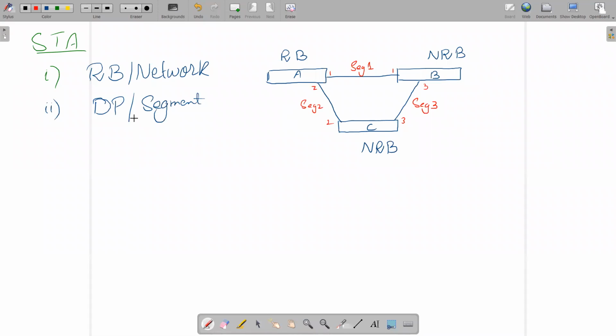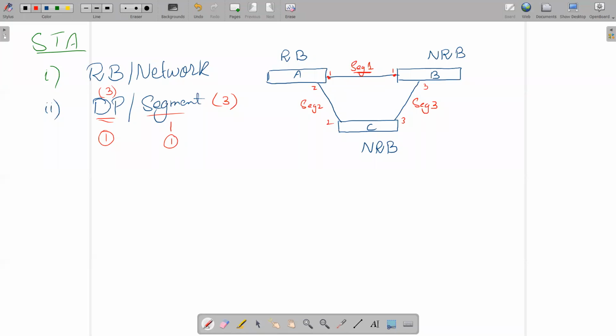So it says to find out the DP, the designated port per segment. That means I have 3 segments in my network, segment 1, segment 2, segment 3, so there should be 3 DPs. In one segment, there should be one designated port. For example, this is segment 1. In this segment, there should be one designated port. But again, there are 2 candidates to be elected as a designated port.